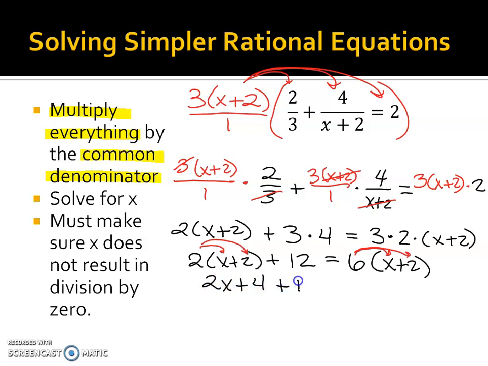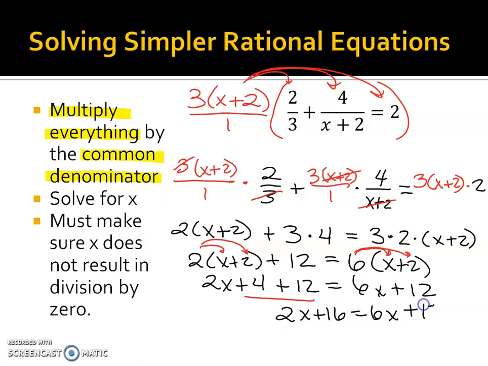2x plus 4 plus 12 equals 6x plus 12. Okay, combine my 4 and my 12 here. That's a positive 4 and a positive 12. So that gives me 2x plus 16 equals 6x plus 12. Okay, I could subtract my 2x over.